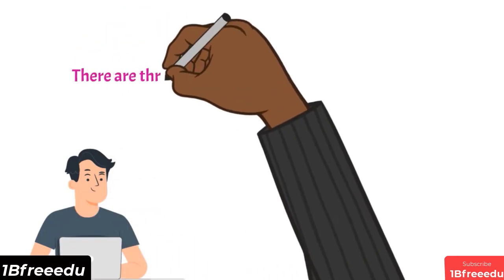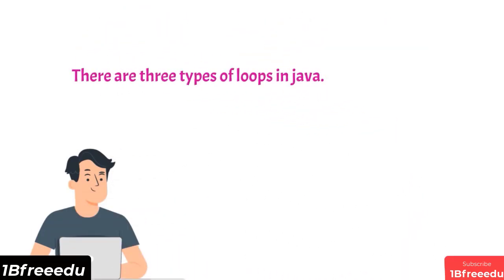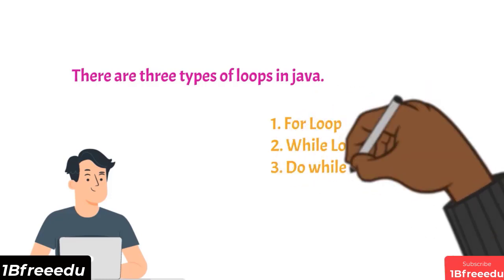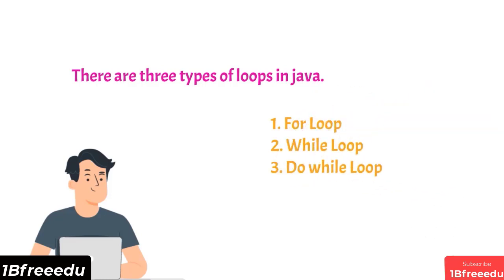There are three types of loop in Java: for loop, while loop, and do while loop. Okay, that is a basic introduction to loops. From the next video, I will explain these loop types and their uses.